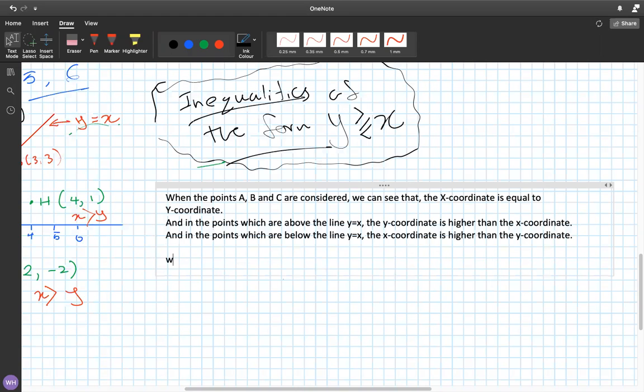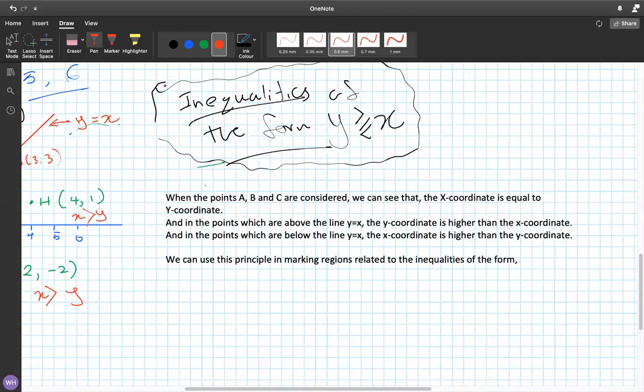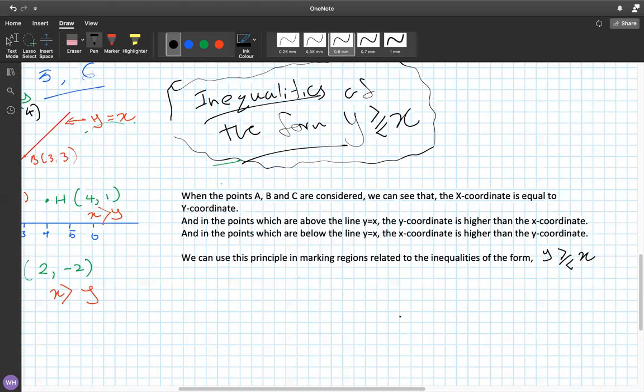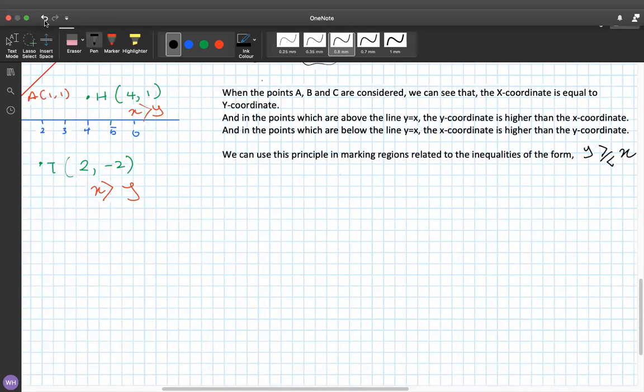Below that, we can use this principle in marking regions related to inequalities of the form y is greater than x, or y is less than x. All right. So by using that, okay.